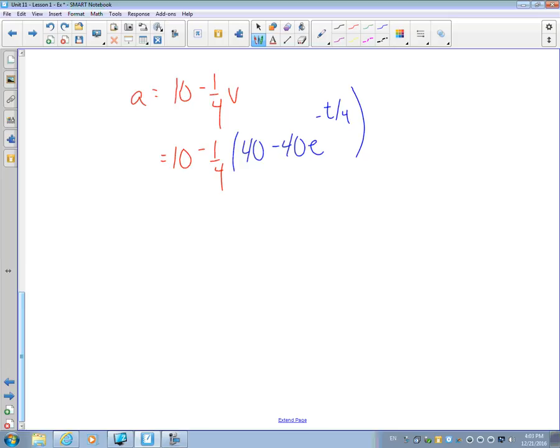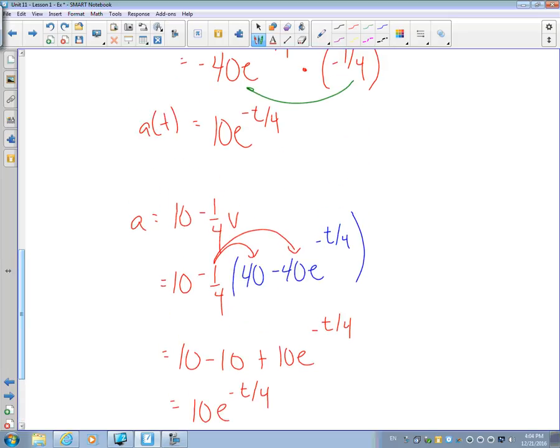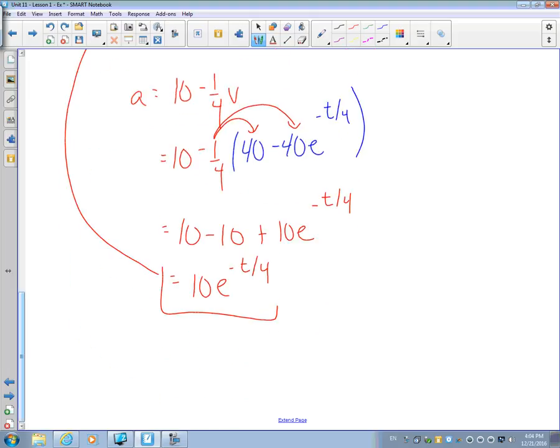Can we show that? Okay, 1/4 times 40, that's minus 10. One up here, that would be plus 10 e to the negative t over 4. And 10 minus 10 makes 0, so I get, hey, isn't that kind of the expression we already had for acceleration? That one and this one. So we've shown true. They just did a different version from us.